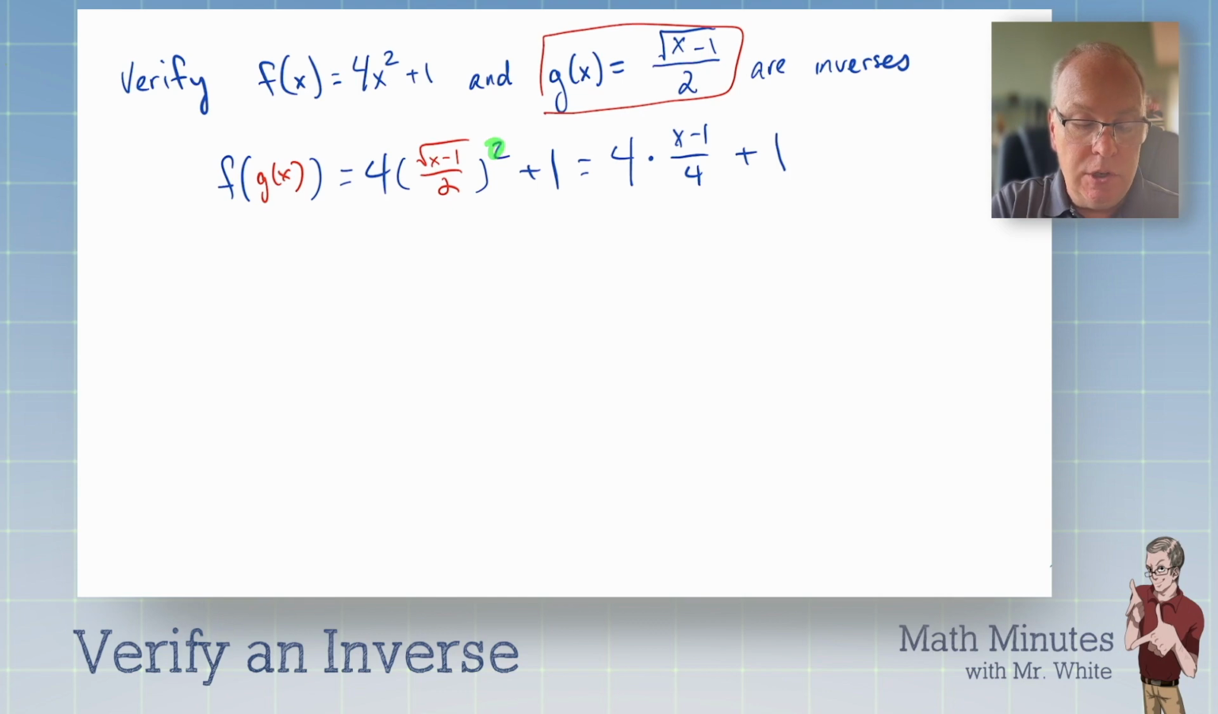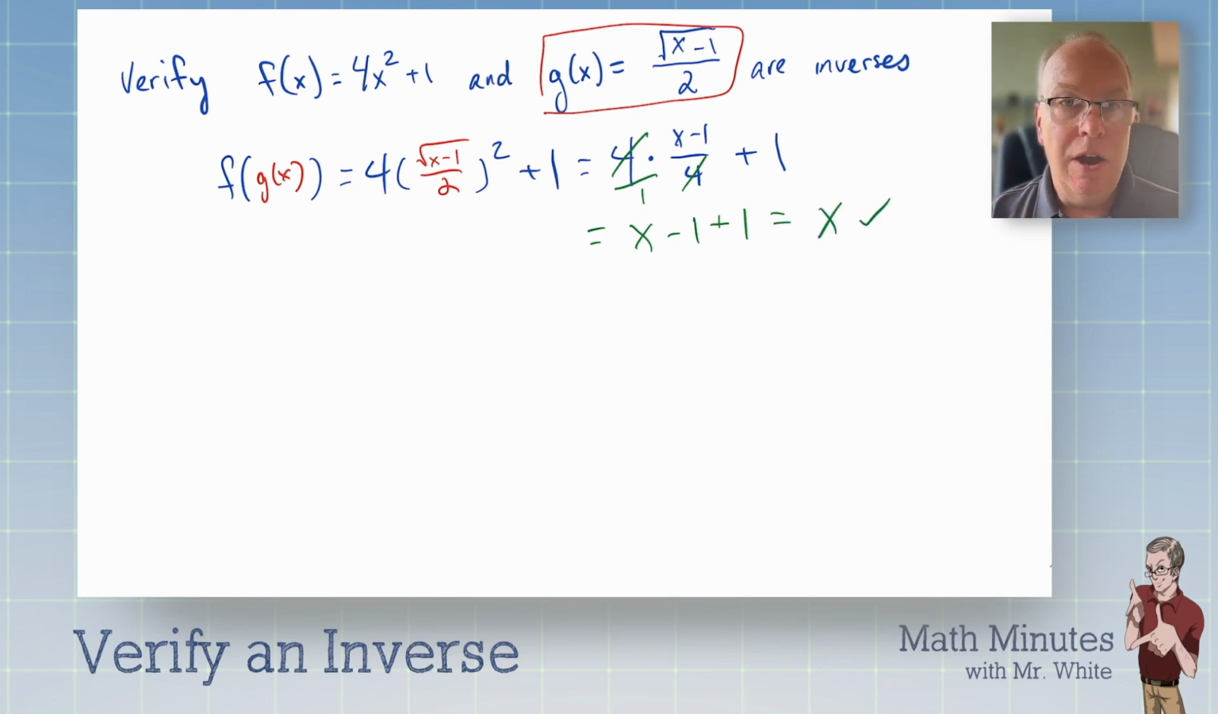When you square a square root, don't forget they just cancel. They just vaporize each other, and that leaves x minus 1 standing. Now, just like earlier, remember this is 4 over 1, so these 4's cancel, so this equals x minus 1 plus 1. Oh my goodness, there it is. It equals x, check mark. Now, are we done? No, of course not. We gotta verify that it also works in reverse.